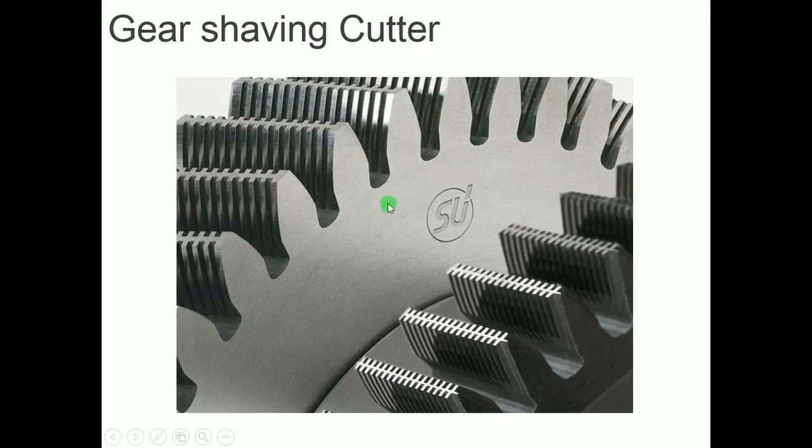Here are the gear shaving cutters. The flanks of the teeth are cut by grooves. These are used to remove a small amount of material from the gear teeth. This is the gear shaving cutter.